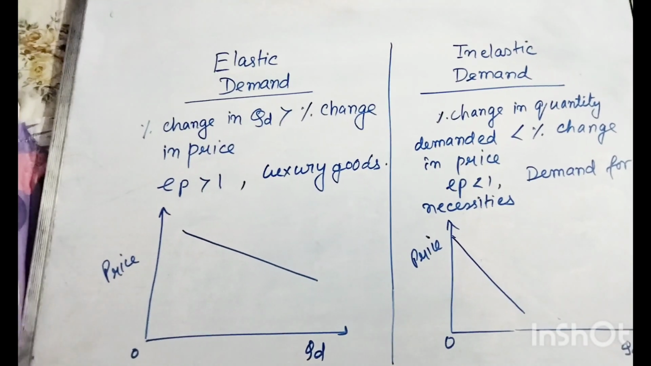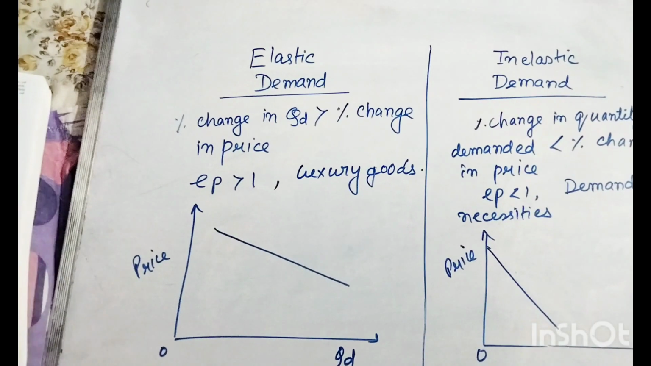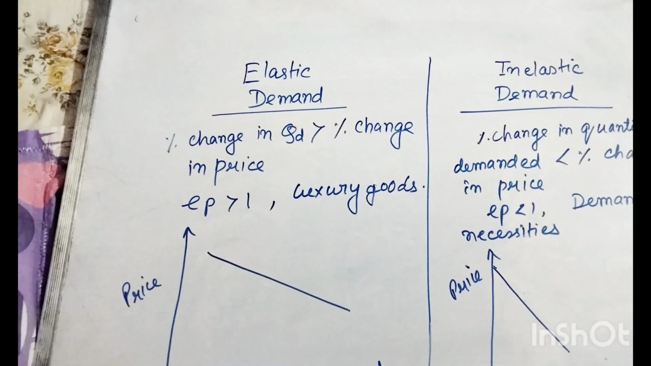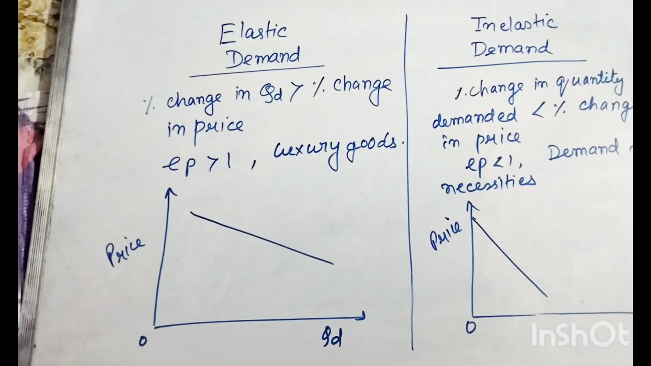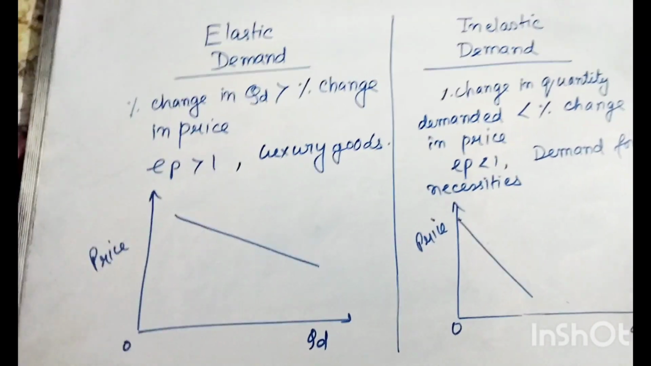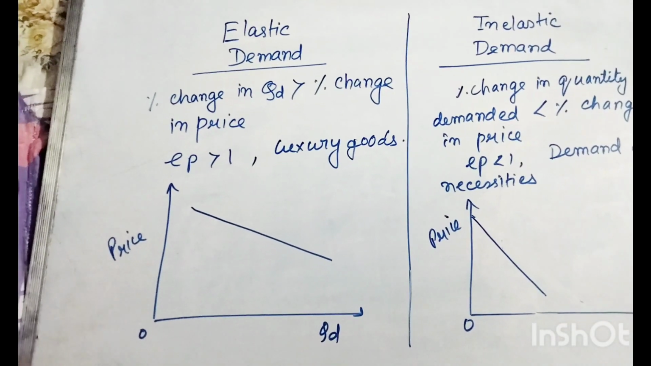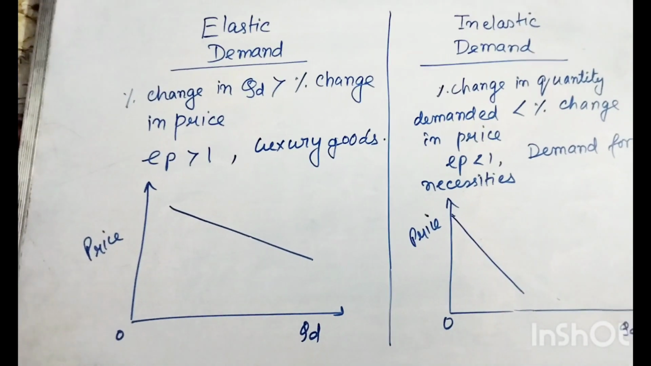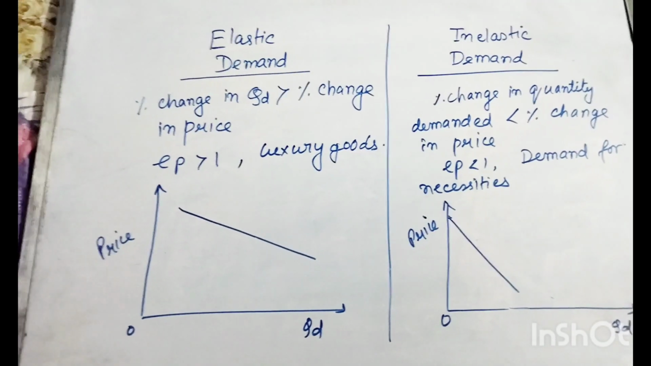Next is elastic demand. First we look at this elastic demand. What is this elastic demand? Here the percentage change in quantity demanded is greater than the percentage change in the price. That means whatever be the change in the price, quantity demanded will change in greater proportion. So here EP will be greater than 1 and this is in the case of a luxury good. The demand curve will be flatter.